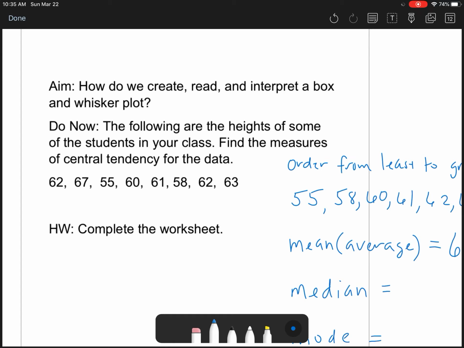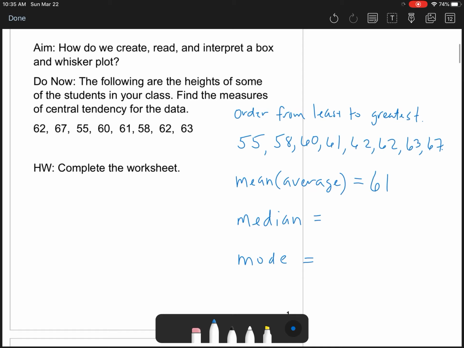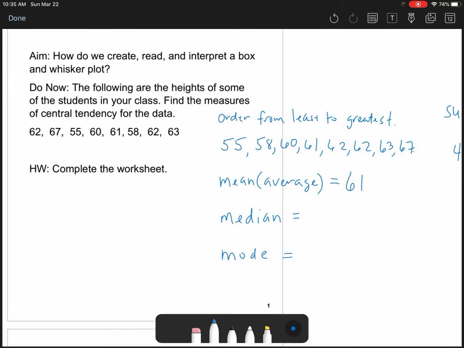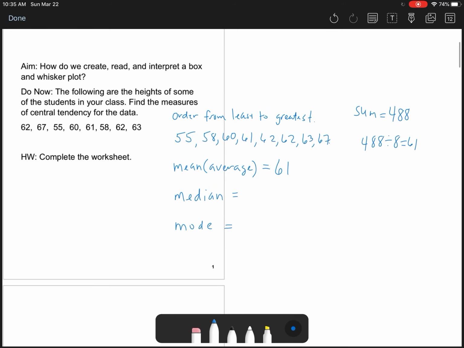For the do now, it says the following are the heights of some of the students in your class. Find the measures of central tendency for the data. Remember, guys, that the measures of central tendency are mean, which is the average, median, and mode. Notice here on the side I've already written out the numbers. I ordered them from least to greatest because that's the first step that we need to take.